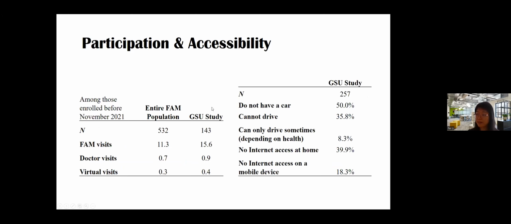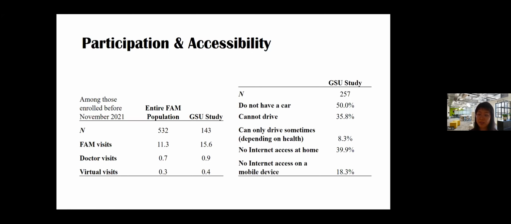And when we compare this basic measure of participation, we looked at patients who signed up over a year ago, so patients who were enrolled before November 2021. You can see a smaller sample because about 100 patients signed up after that date. For the 12-month period after they signed up, we compared the number of food as medicine visits. These include food pharmacy pickups and nutrition and cooking classes. We see an average of about 11 visits for the entire food as medicine population.